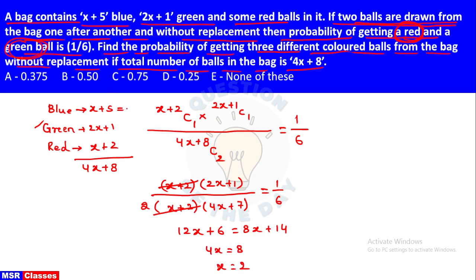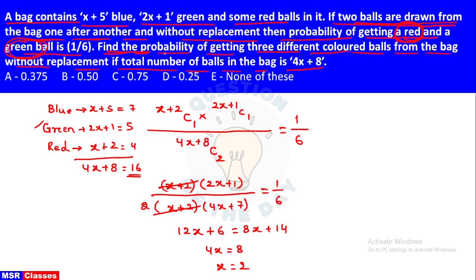Total number of blue balls 7. Total number of green balls 5. Total number of red balls, which is 4. Total number of balls, which is 16. Right?